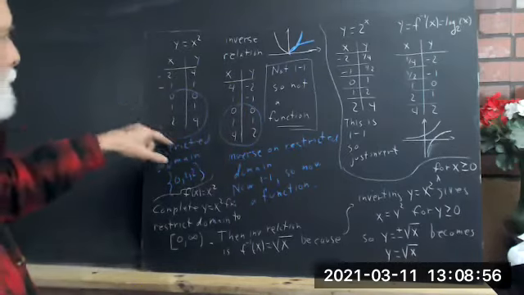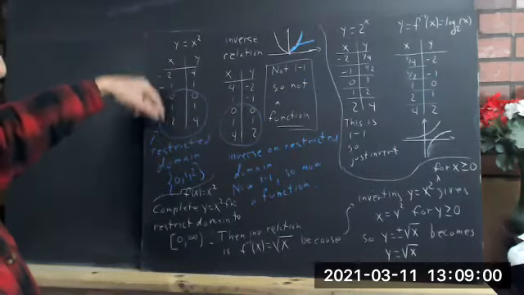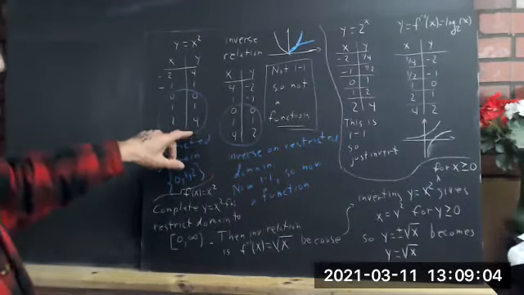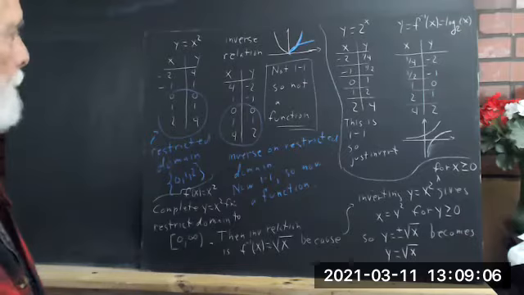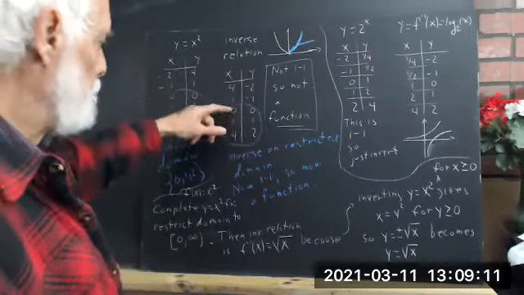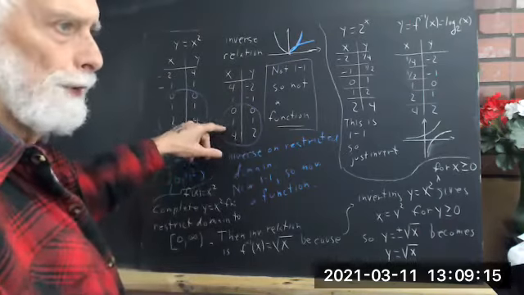If we restrict the domain to 0, including 0, and numbers greater than 0, so the restricted domain for this discrete function would be 0, 1, 2, then the corresponding part of the inverse relation becomes a function because it's now one-to-one.